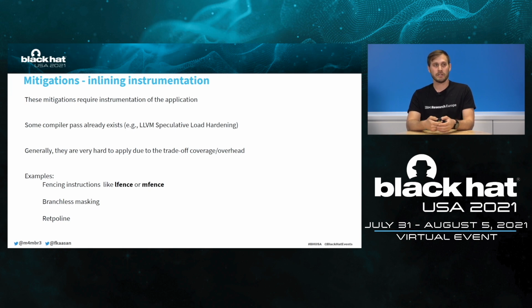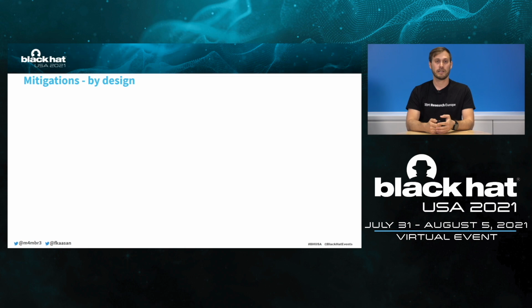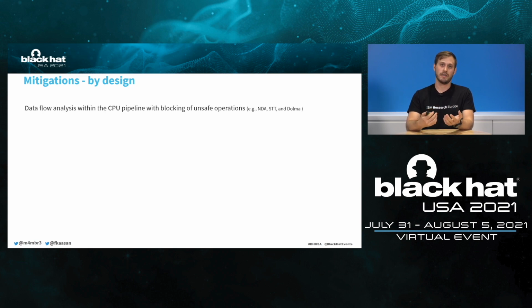There are other types of mitigations that the microarchitectural community has been working on, and these mitigations aim to change the design in which the CPU works. One line of work is to introduce data flow analysis in the CPU pipeline such that the CPU will be able to identify unsafe operations, block them from taking place, and delay them until it's safe for them to be executed. This line of work would prevent completely all our Spectre attacks.